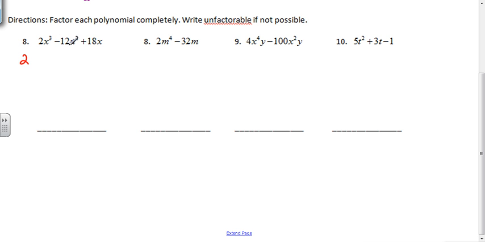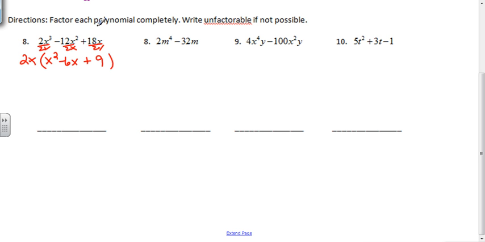Between the letters, x cubed, x squared, and x, each one of them has at least one x, so I can pull out a 2x. If I divide each of these by 2x, 2x times x squared gets me 2x cubed. 2x times negative 6x gets me negative 12x squared. And 2x times 9 gets me 18x.